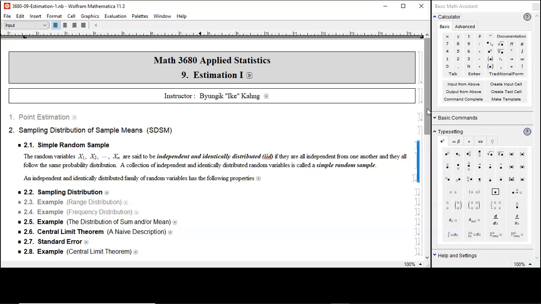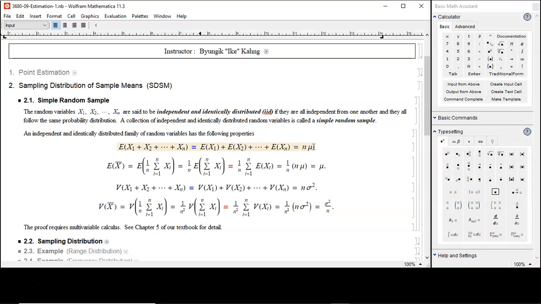The random variables x1 through xn are said to be independent and identically distributed if they are all independent from each other and they all follow the same probability distribution. For example, an urn model with replacement. A collection of independent and identically distributed random variables is called a simple random sample. And here are some properties of simple random samples.